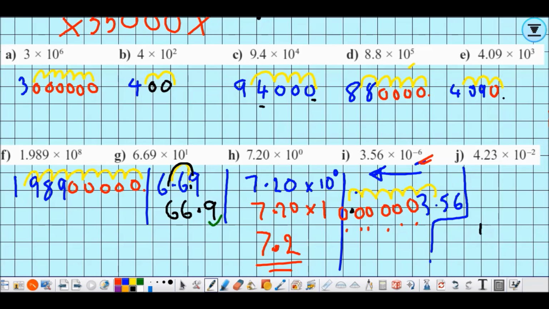So we've got last one, 4.23 times 10 to the -2, 1, 2. My decimal is going to move to here. Fill in my place values, 0, 0. And then I've got 4, 2, 3. And that's my answer to the last question.